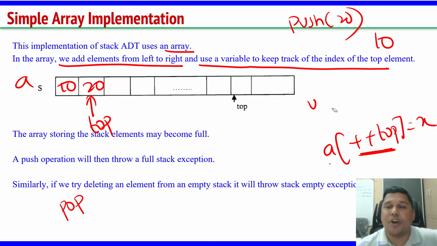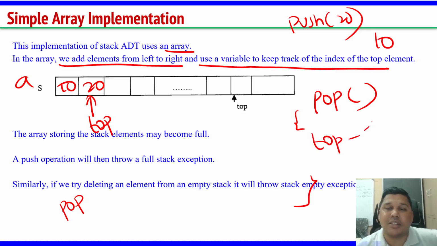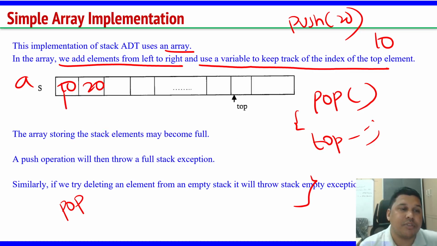I simply do a of plus top. When I want to implement the pop operation, when I want to delete an element, simply do top minus. So your top will come here. The 20 remains there, but no problem to me.